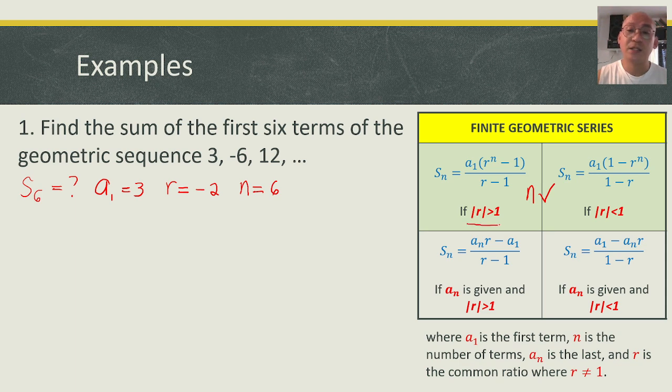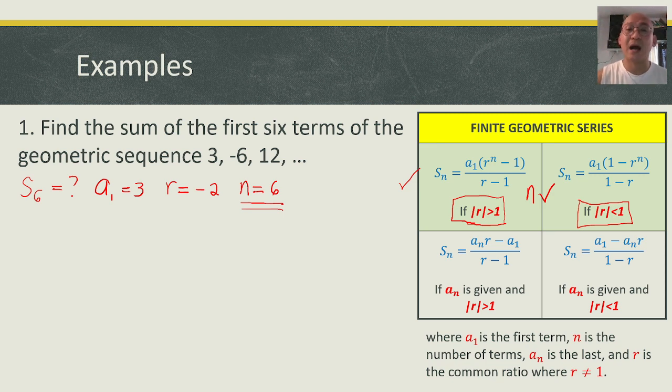the first one we are going to use if your common ratio is greater than 1, or the absolute value of the given common ratio is greater than 1. And for the second formula, we will use this if the absolute value of the common ratio is less than 1. So, since the n value is given here, we will use these first row formulas.